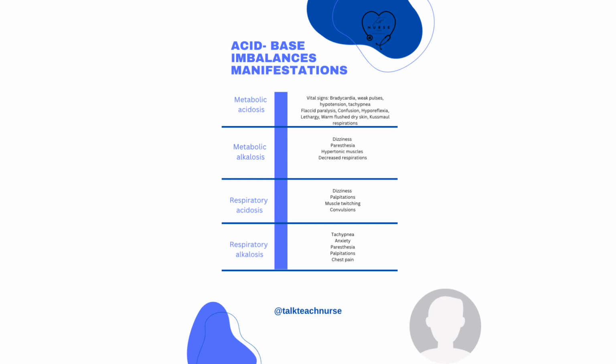When you think about metabolic alkalosis, you're thinking about dizziness, paresthesia, hypertonic muscles, and decreased respirations. An example of metabolic alkalosis is an increase of antacids, possible TPN, blood transfusions, hypokalemia. I'm sorry, I think I did mention them earlier. Respiratory acidosis is associated with symptoms of dizziness, palpitations, muscle twitches, and convulsions. Respiratory alkalosis, you're going to see tachypnea, anxiety, paresthesia, palpitations, as well as chest pain.